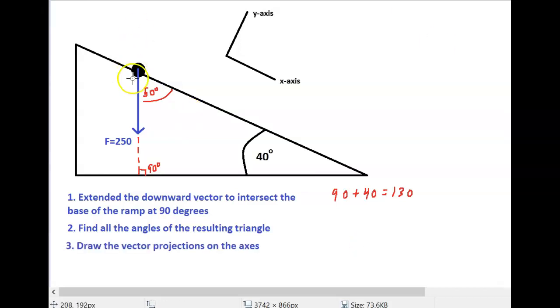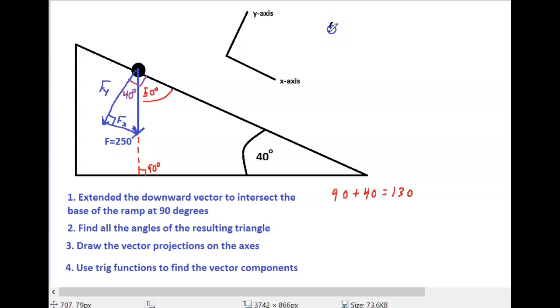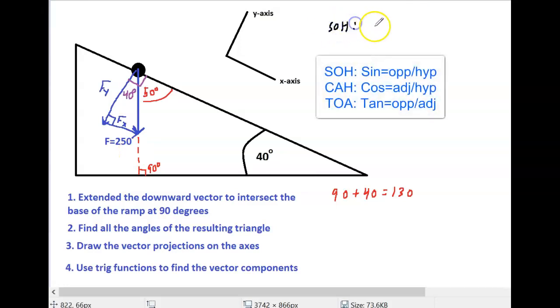Next, let's draw the vector projections on our rotated axis. So hopefully you're comfortable enough to realize you can draw this axis anywhere. So let's just add it as the legs of our triangle. So F_y is our vertical component, our y component, and F_x is our x component. Notice this is 90 degrees, which means that this must be 40 degrees. Some people memorize that should go there, but it's good to understand it.